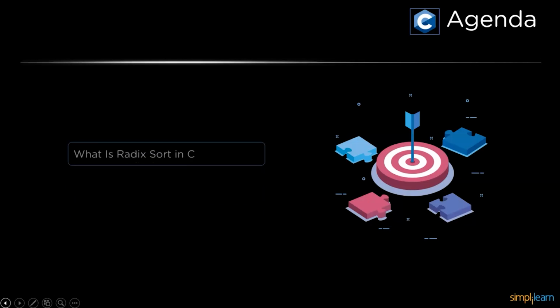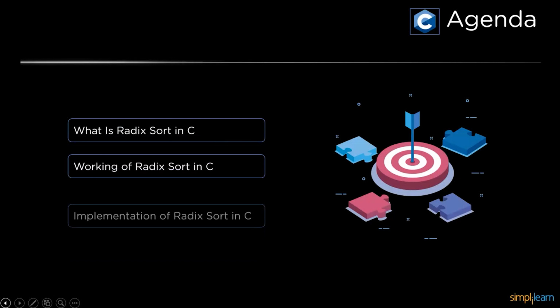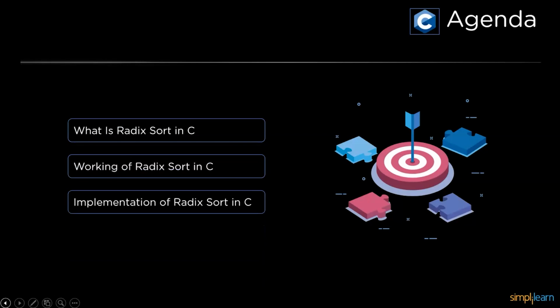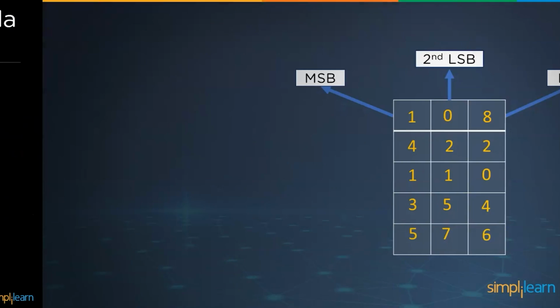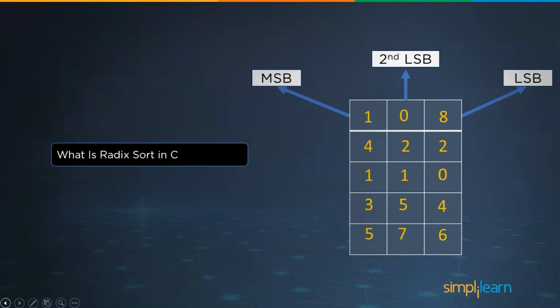Alright, we will start by understanding what Radix sort is in C. Next, we will understand the working of the Radix sort. And finally, to get things a little more interesting, let's run a program practically on Radix sort for better understanding. Well, now we are good to get started. First, let's begin by understanding what Radix sort in C is.